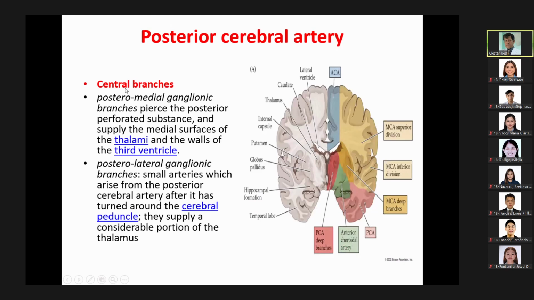Now the central branches of the posterior cerebral: you have your posteromedial ganglionic branch and the posterolateral ganglionic branch. The posteromedial ganglionic branch will supply the medial surface of the thalamus, since it is the one that forms the wall of the third ventricle. Your posterolateral ganglionic branch goes around the cerebral peduncle to be able to supply portions of the thalamus. So those would be the destinations of the central branches of the posterior cerebral artery.